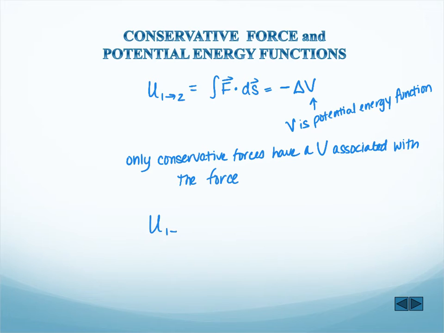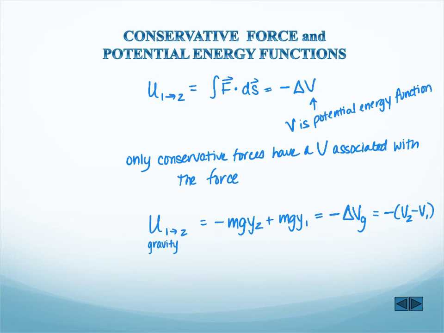If we think about the work done by gravity, going from point 1 to point 2, we find that it was minus mg y2 plus mg y1. Now we can think of that as minus the change in the potential energy due to gravity, which would be minus the difference between V2 and V1, and we can see through inspection that the potential energy due to gravity is simply mgy, which you already knew.